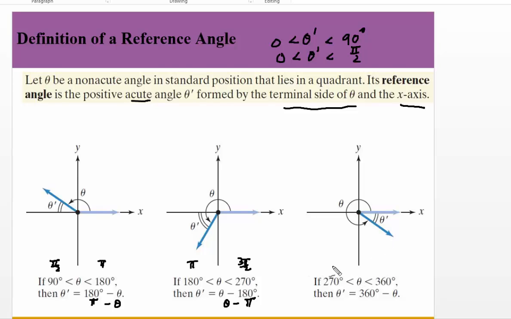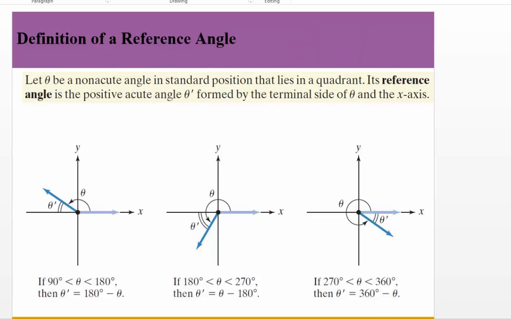And in quadrant 4, between 270 and 360, which would be between 3 pi over 2 and 2 pi, you would subtract to get this reference angle here, 360 minus the theta, whatever's given here, or 2 pi minus theta. And I think this will become a little more apparent when we look at some examples here. So those are just the definitions of a reference angle.